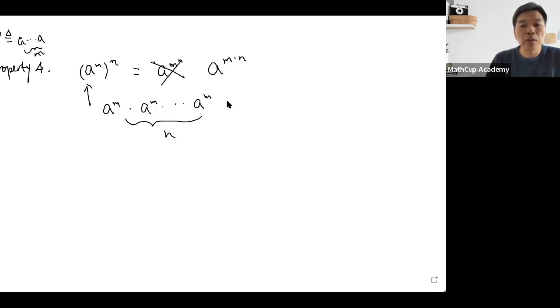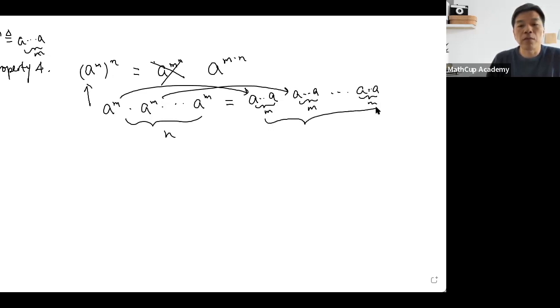But each of the a to the power m is itself a times a, m times. Each of these is this, and so on. So a to the power m, m times. And of course, the original, there's n times of such things multiplied together. So now if you count the number of a's, there are m times n such a's, which is by definition a to the power m times n.